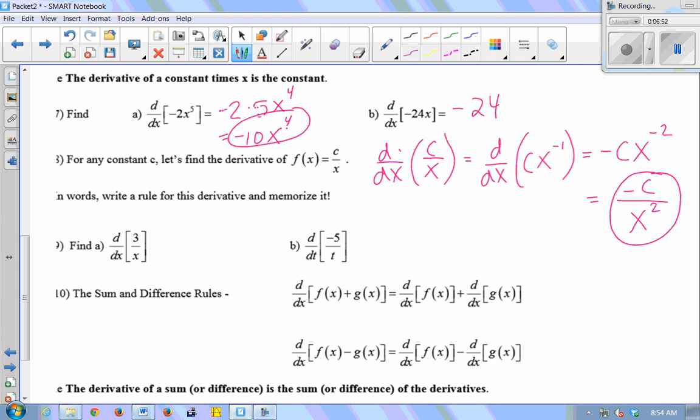So what would d/dx of 3 over x be? Negative 3 over x squared. We can follow that rule. Or we could start from scratch and rewrite that as 3x to the negative 1 and apply the power rule. How about negative 5 over t? d/dt of negative 5 over t. What would my derivative be? 5 over t squared. Great.